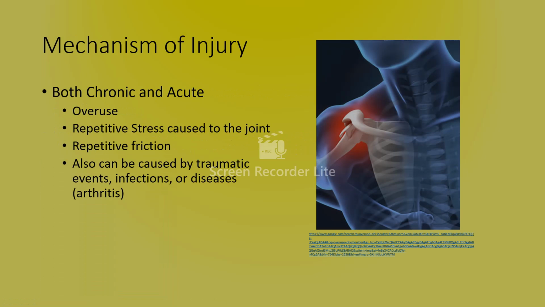Mechanism of injury for both chronic and acute is overuse, repetitive stress caused to the joint, repetitive friction, and it can also be caused by traumatic events, infections, or diseases.